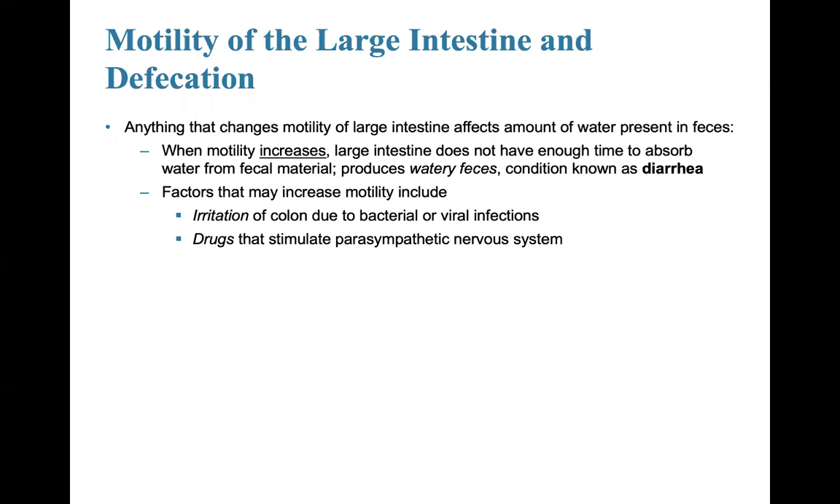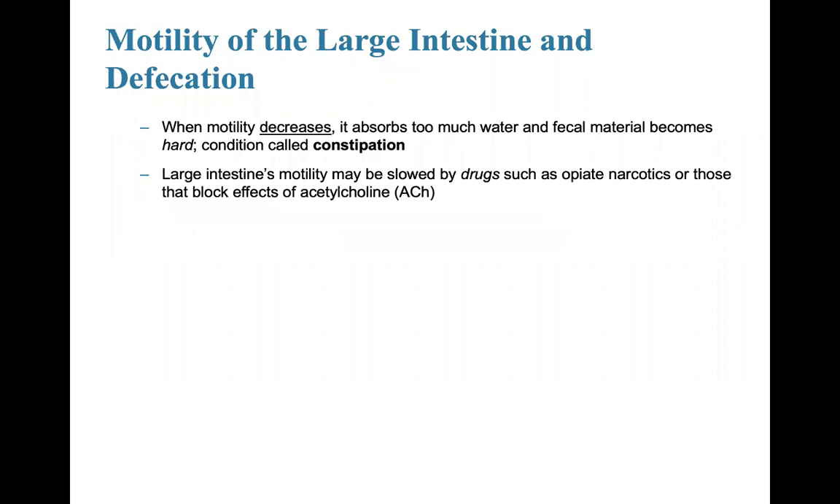Anything that changes the motility of the large intestines affects the amount of water present in feces. When motility increases, the large intestines does not have enough time to reabsorb the water from the fecal material, and it produces very watery feces referred to as diarrhea. Factors that may increase motility would be any irritation to the colon due to bacterial or viral infections, and drugs that stimulate parasympathetic nervous stimulation.